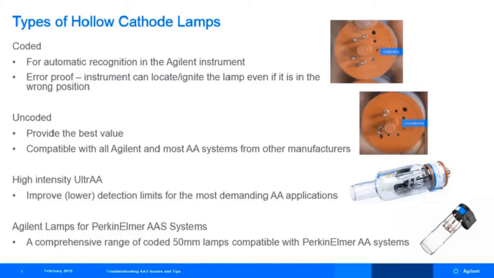So it really makes the instrument very much error-proof. Now, of course, if you're looking for a more economic option, then uncoded lamps provide the best overall value. And they're compatible with all Agilent and most atomic absorption systems from other manufacturers.